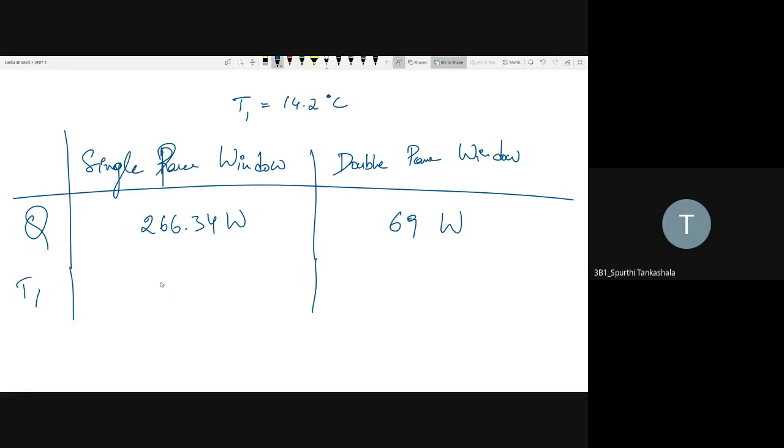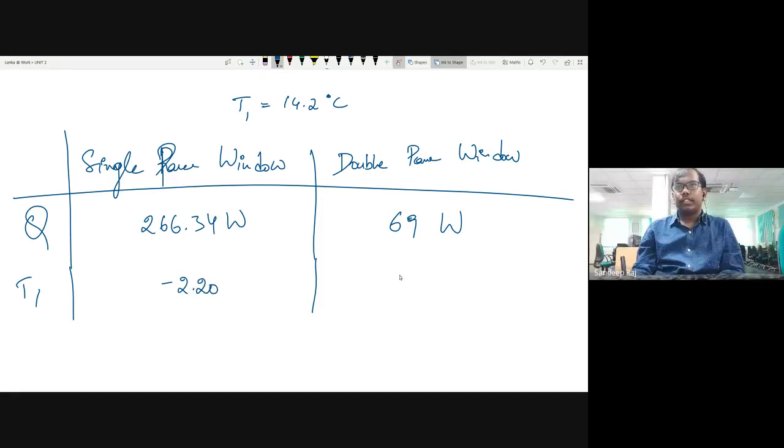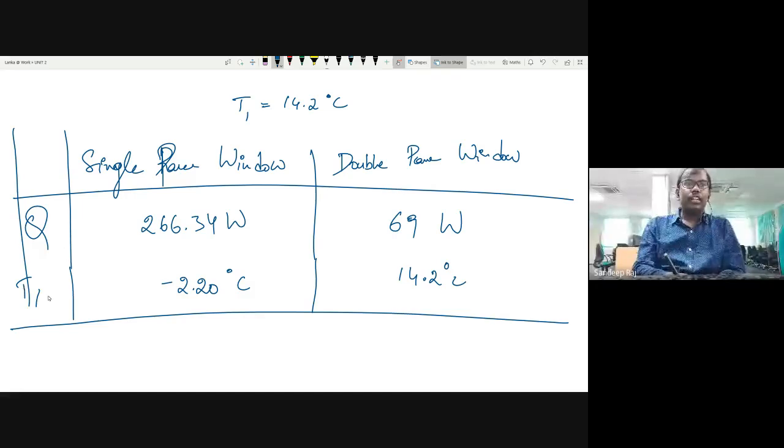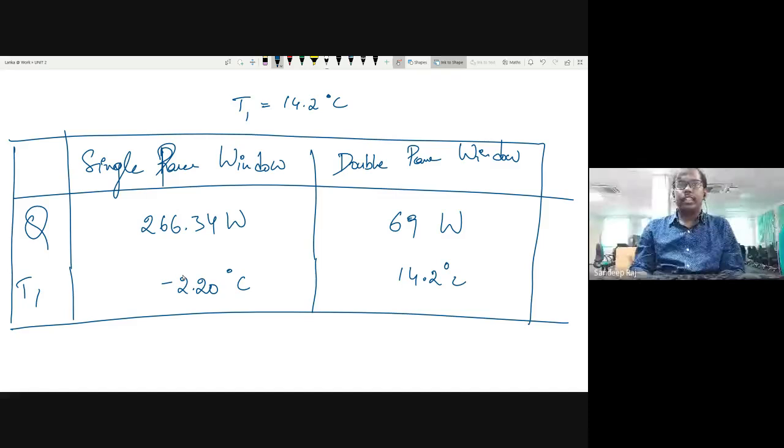Minus 2.20. Here it is 14.2 degrees centigrade. See, if you have a double pane window, look at the reduction in the heat transfer. There is a huge reduction in heat transfer. Okay, that's the advantage of your double pane window.